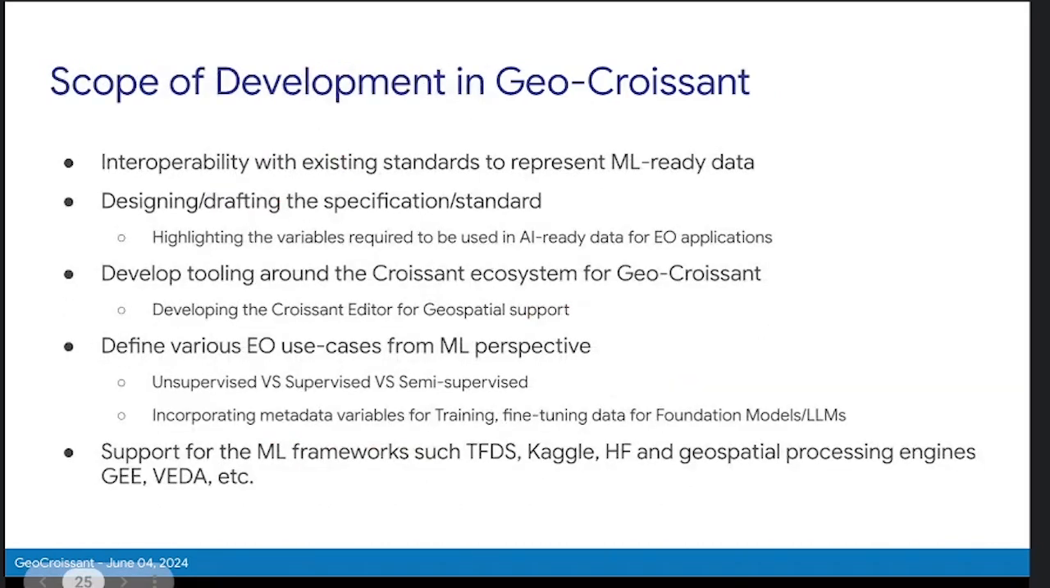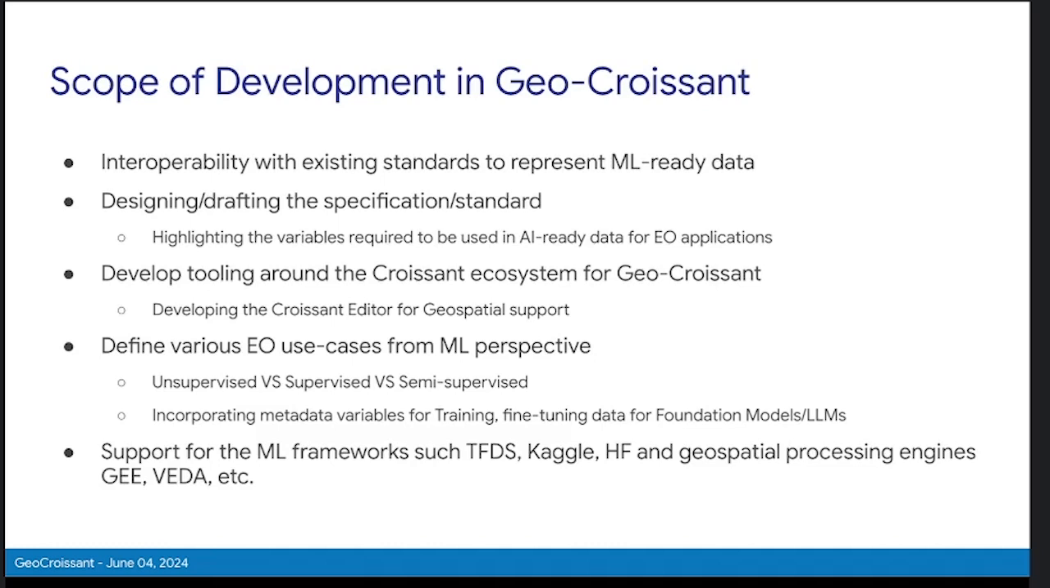And yeah, the scope of development: we are looking for interoperability. We are looking at designing and drafting a new specification and standard, and not only reproducing the existing standard, but having something which will be useful from an AI-ready data perspective with respect to all the new geospatial foundation and large language models which are coming up. So how we can have a good standardized way to define those training data. Definitely develop tooling for accessing the GeoCroissant extension, and how we can define different EO use cases, Earth observation use cases, from a machine learning perspective.